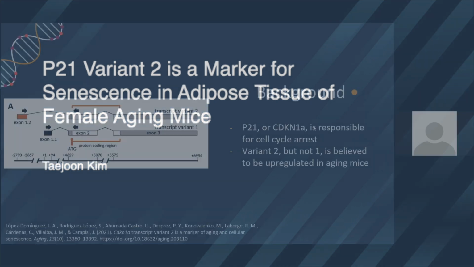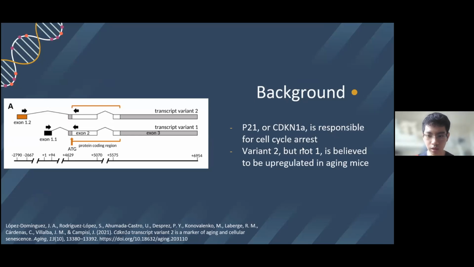For just the background, P21, or cyclin-dependent kinase inhibitor 1A, is responsible for cell cycle arrest. This gene actually has two variants, variant 1 and variant 2. Variant 2, but not 1, is believed to be upregulated in aging mice. Both variants encode the same protein, but they differ in their first exons, as you can see in the graph to the left. This means that the transcription factors should also differ as a result.